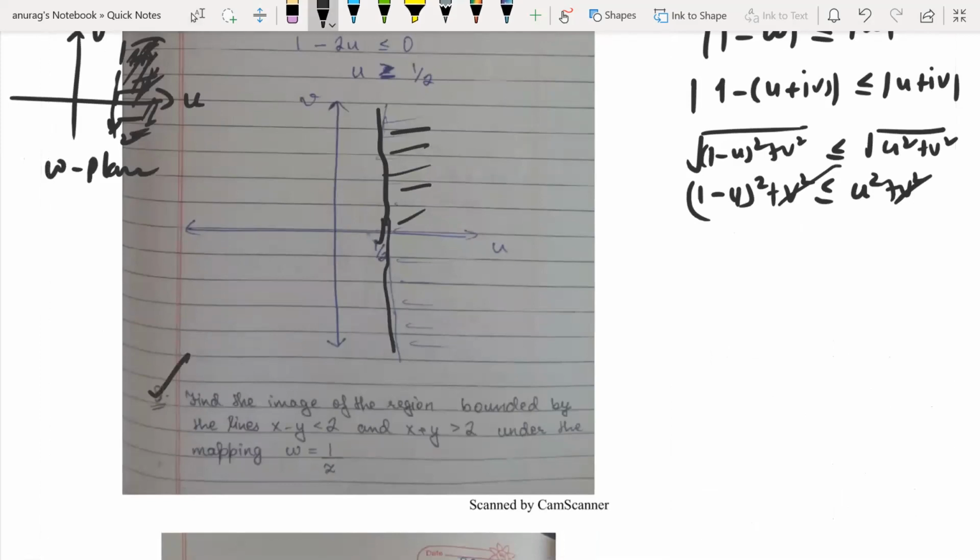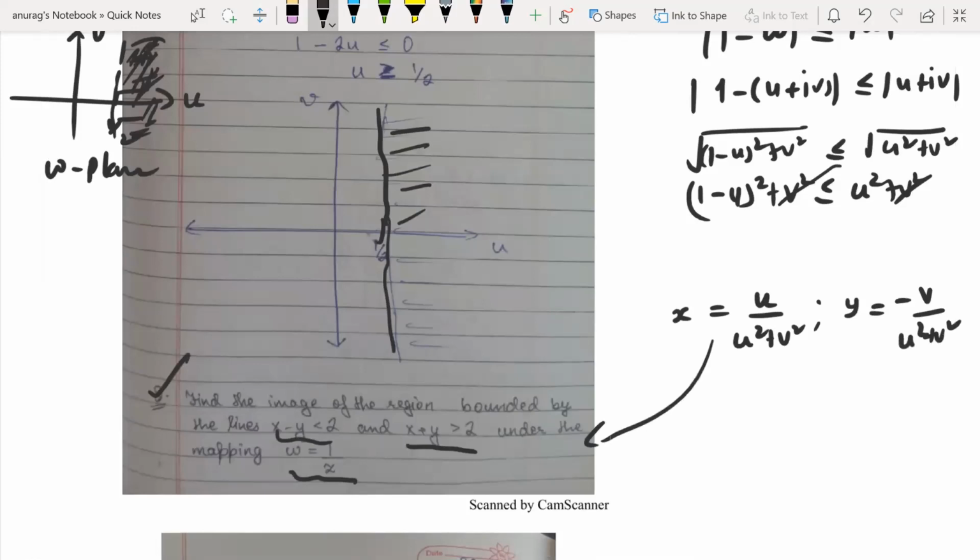Similarly, you can solve this example. Find the image of the region bounded by the lines x minus y less than 2, x plus y greater than 2 under the map W equal to 1 by z. Here x and y are given. So you have to use the relation that x equal to u over u square plus v square and y equal to minus v over u square plus v square. You can directly substitute these values. You will get these two lines.